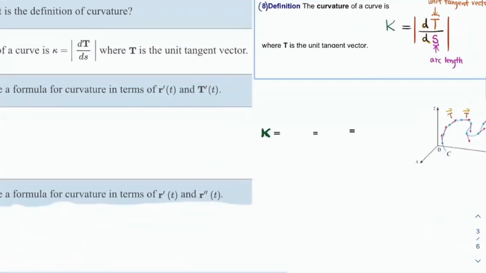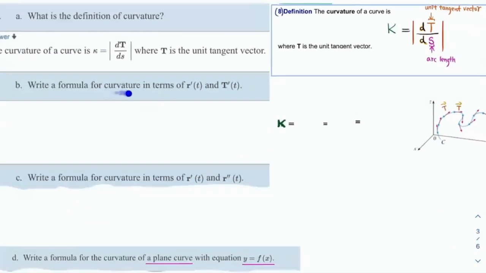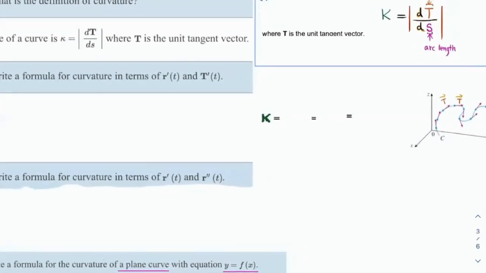Okay, next one over here. Write the formula for curvature in terms of r prime of t and T prime of t. What is the formula?